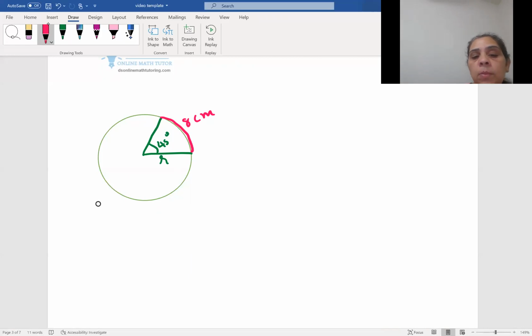So I will just make a proportion. We have the angle of the sector, 45 degrees, over the arc length, 8, equal to the whole circle angle, 360, over the circumference formula, 2 pi r. We cannot find it directly because we don't have the radius, so you can just write this formula, 2 pi r.